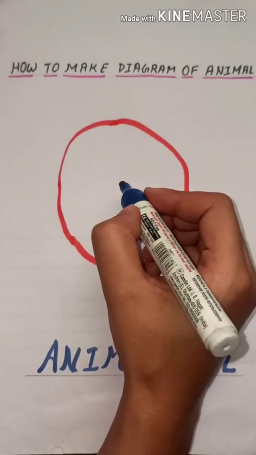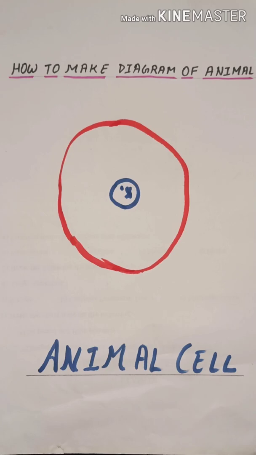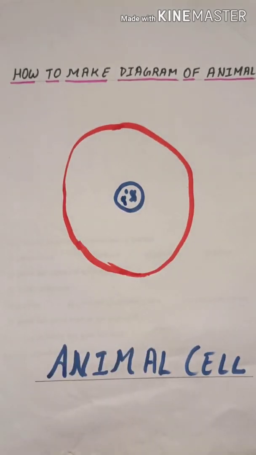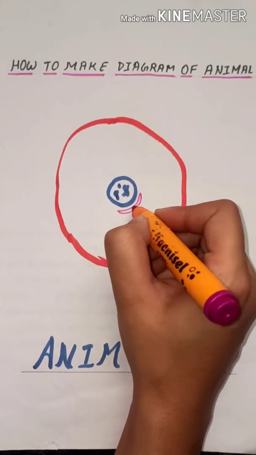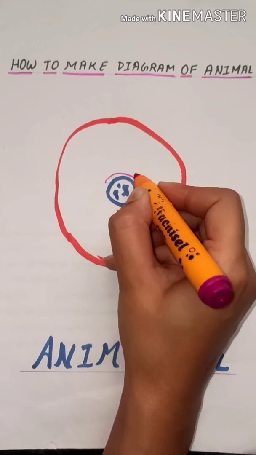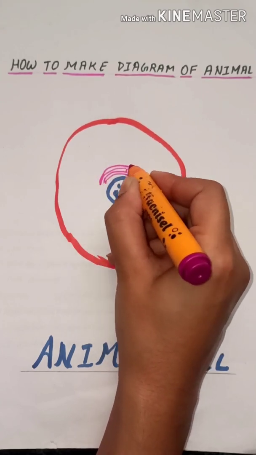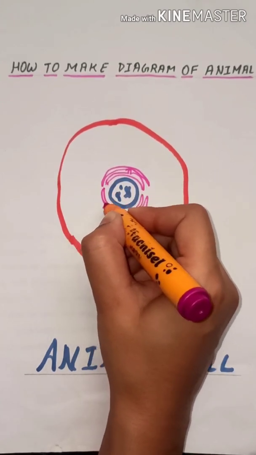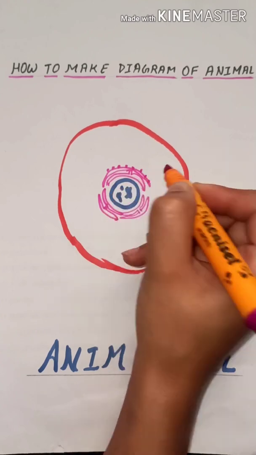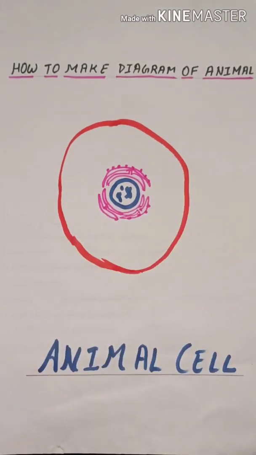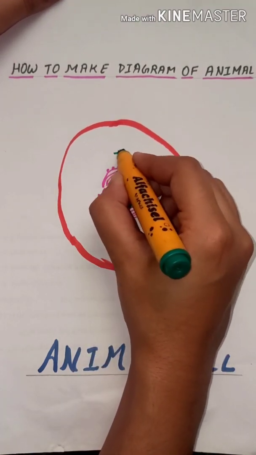Now in the center of the cell, one ball-like structure is present. This is known as the nucleus, and the thread-like structures present in the nucleus are known as chromosomes. Outside the nucleus, some flattened sac-like structures are present, known as endoplasmic reticulum. Some endoplasmic reticulum surface is rough due to the presence of ribosomes. That's why these are known as rough endoplasmic reticulum, and the surface that is smooth is known as smooth endoplasmic reticulum.